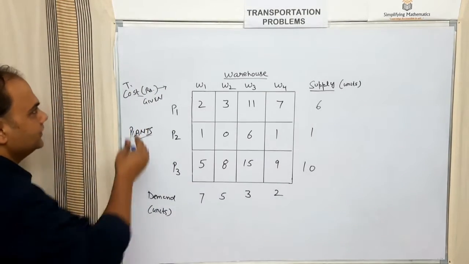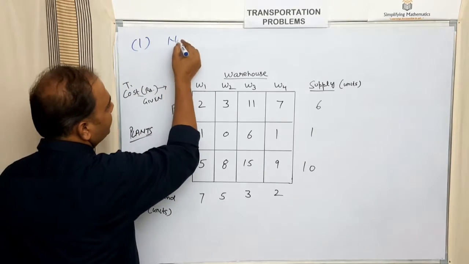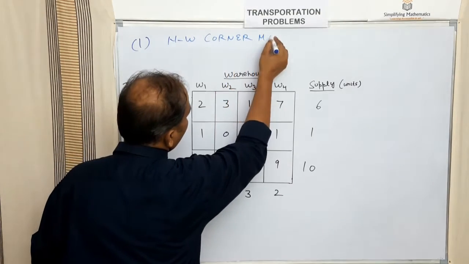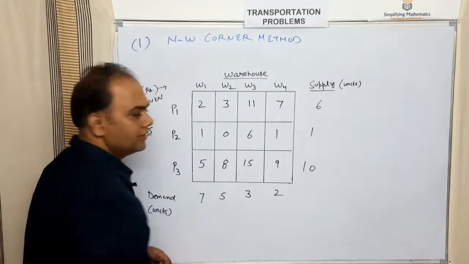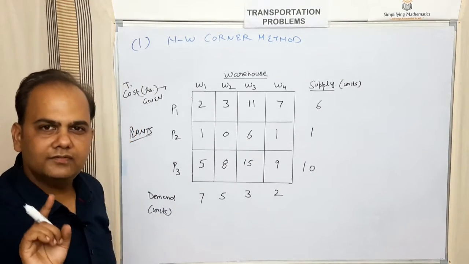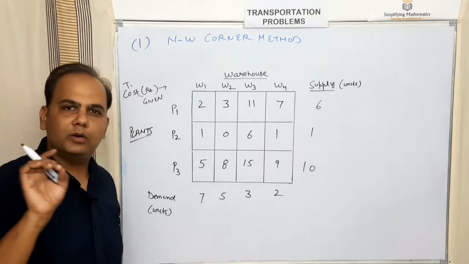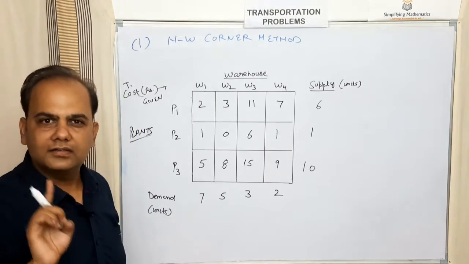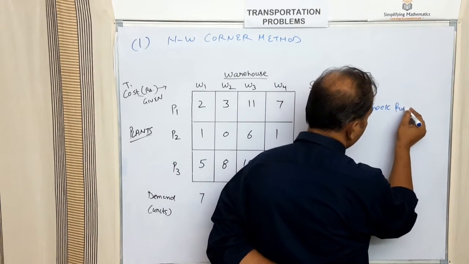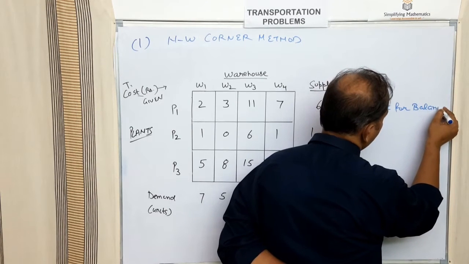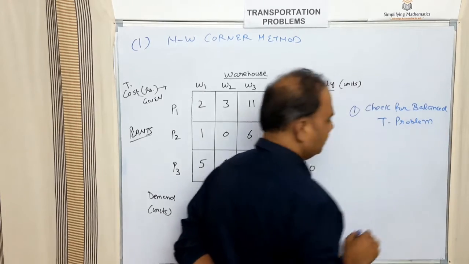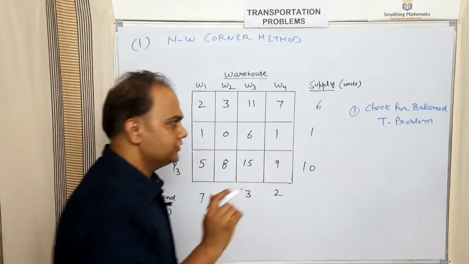Now starting with the first method. The first method of finding the feasible solution is called the northwest corner method. Before applying any method to the transportation problem, the very first condition you have to check is whether the problem is a balanced transportation problem. This is the first step: check for balanced transportation problem.